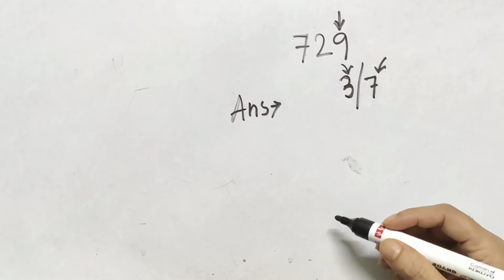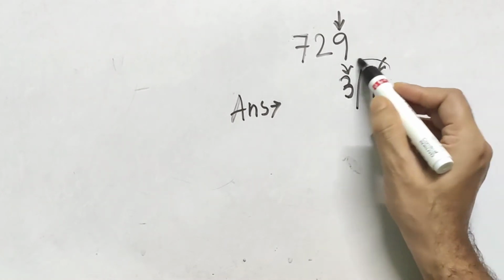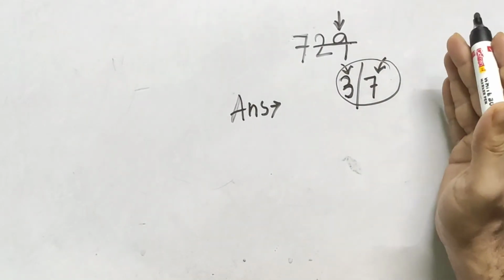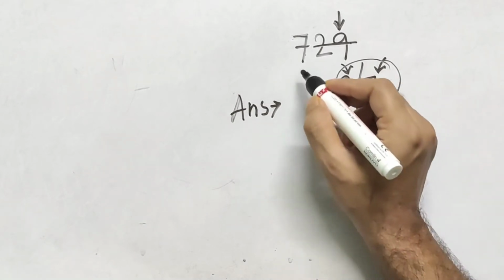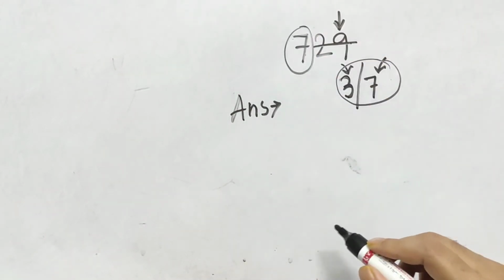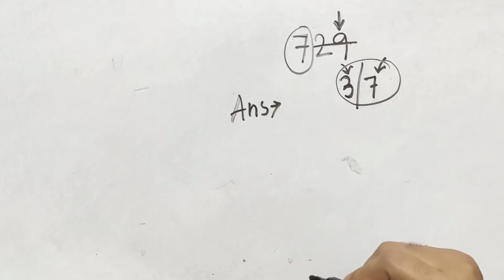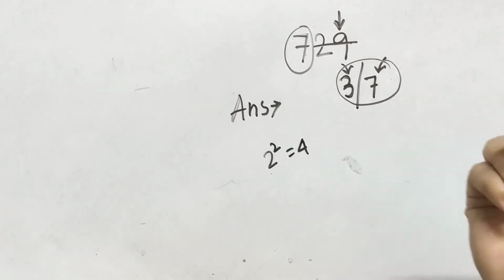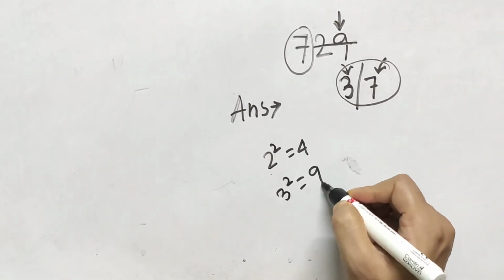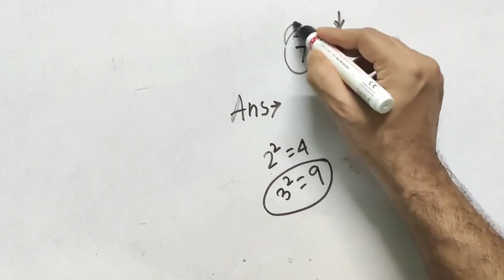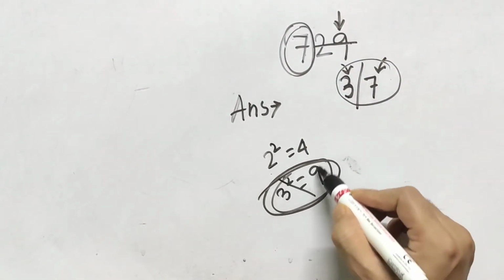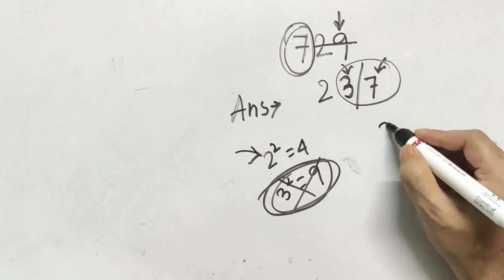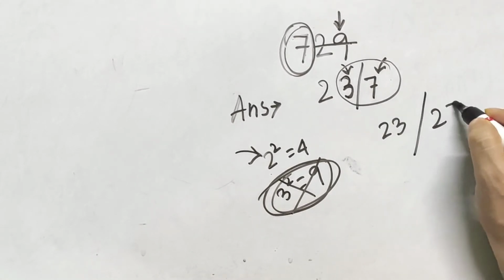Now that we have a clear idea about the unit digit, we cut 2 digits from the right hand side. So let's talk about 7. We have to take the square value which is less than 7. If I do 2 square, we get 4. If I do 3 square, we get 9. See, 9 is more than 7, so we are not going to take 3, we are going to take 2. So the value is going to be either 23 or 27.